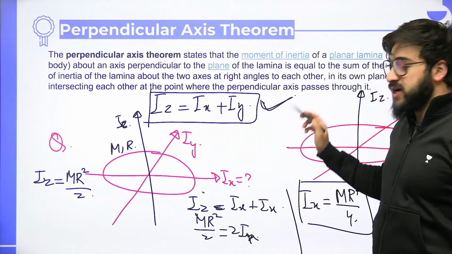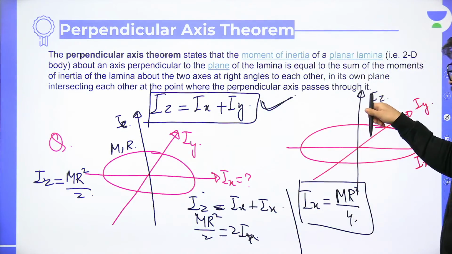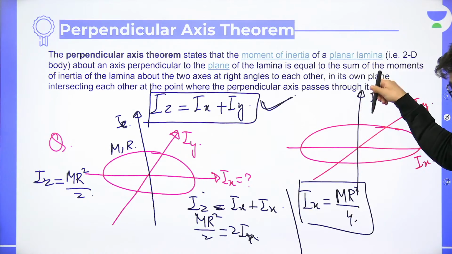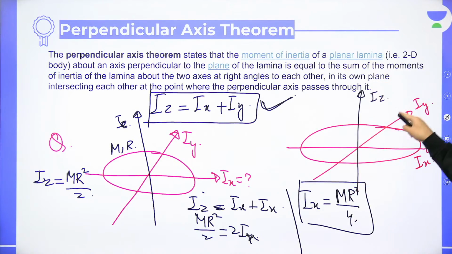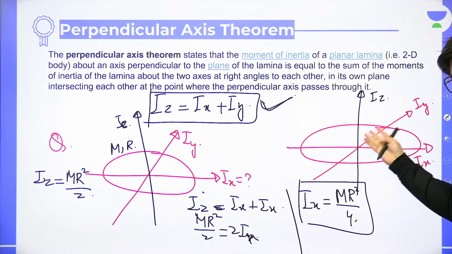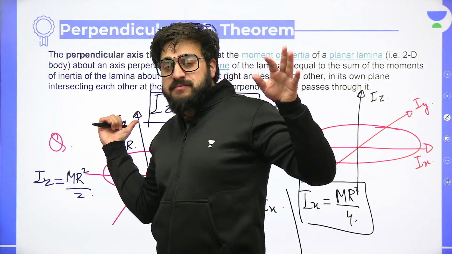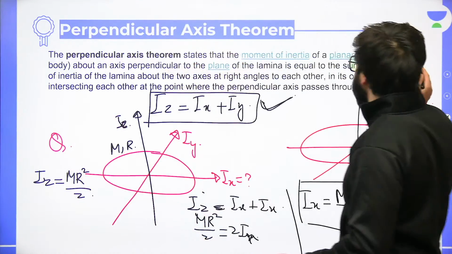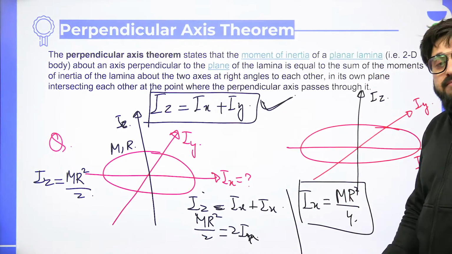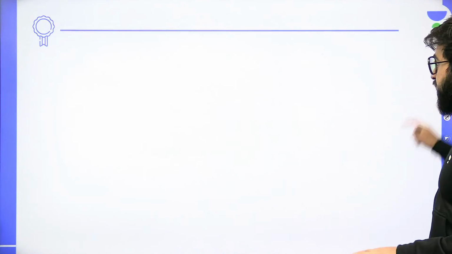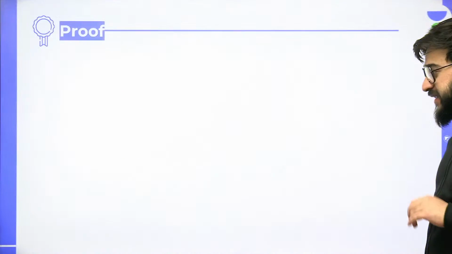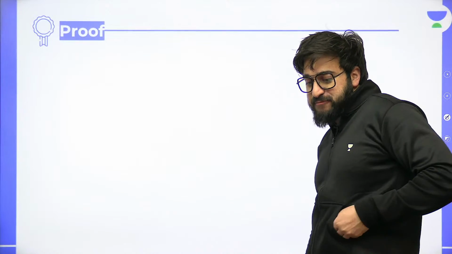The condition is basically that Iz should be perpendicular to the plane of the disk, and these axes should lie in the same plane. Then you can apply this perpendicular axis theorem, and this is for 2D bodies. These are the conditions. Use it. Get done with this. Now, let's move on to the proof basically. Let's find the proof of this one.